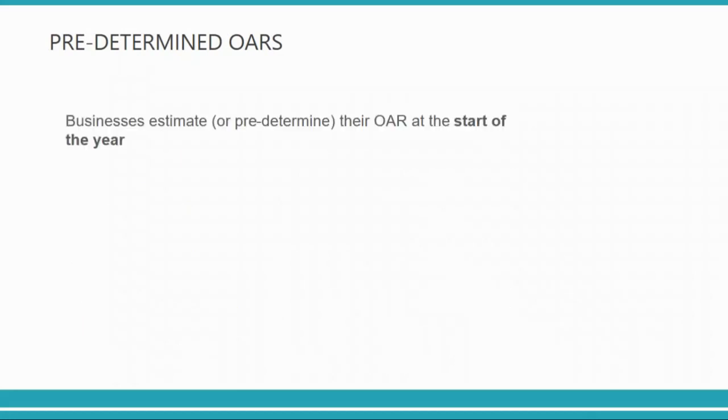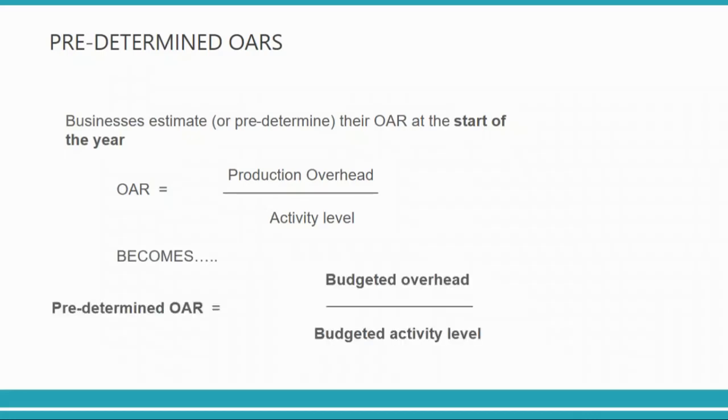Predetermined OARs. This overhead absorption rate, we call it predetermined. Why do we call it predetermined? Because we calculate it, we estimate it, at the beginning of the year, at the start of the year. OAR is production overhead divided by activity level, and it becomes your budgeted overhead divided by budgeted activity level.